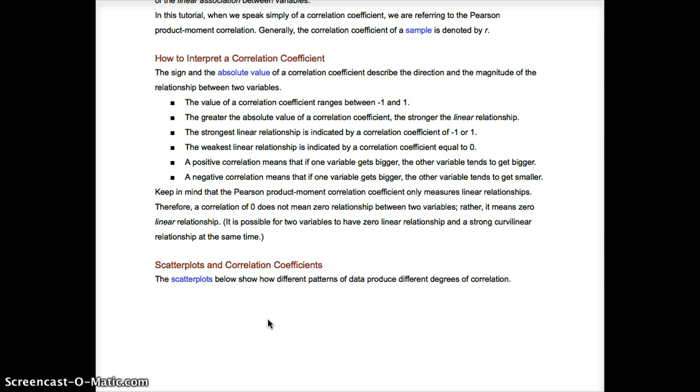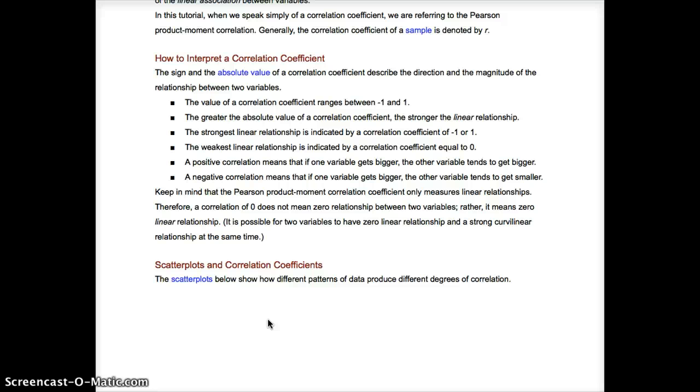That value, called the correlation coefficient, ranges between -1 and 1. And the value that indicates the weakest relationship is the value of 0. So as you move away from 0 in either direction, you get a stronger relationship between your two variables. If it's moving in the positive direction, that means that you're getting more and more of a positive correlation, which means that when one variable gets bigger, the second variable gets bigger as well.